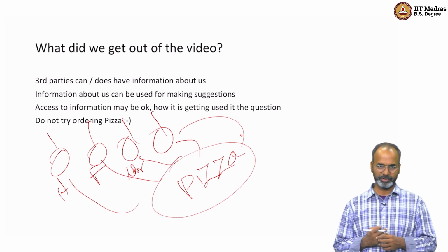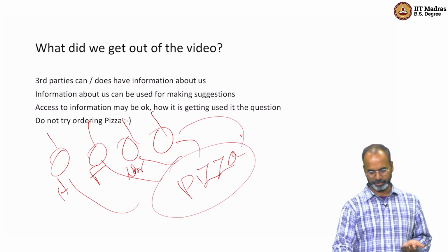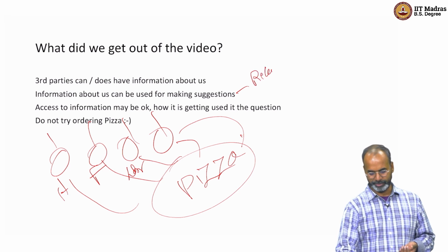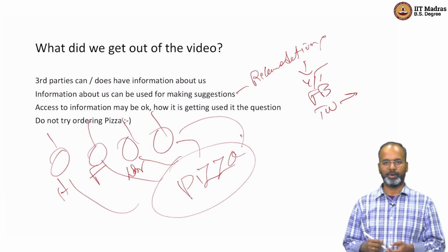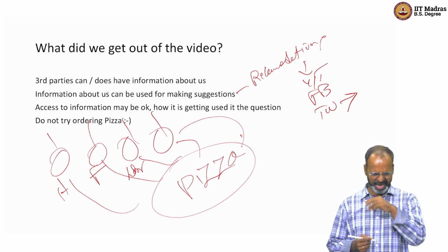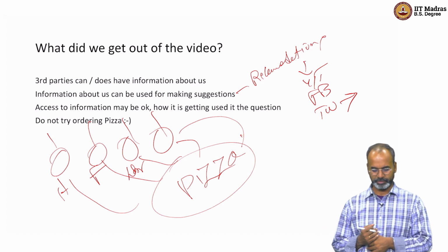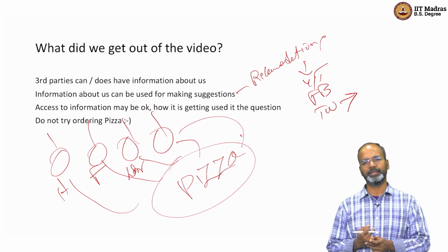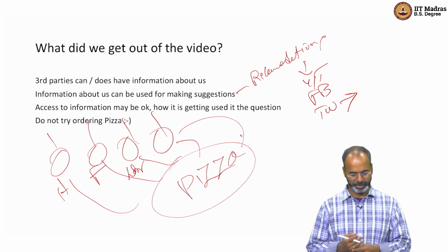It can be used for making suggestions. You read a book, and therefore we can make recommendations. This is probably how you're getting all the recommendations on Netflix, YouTube, Facebook, and Twitter, recommendations of tweets. All of that is coming because they are making use of our behavior on these platforms to make recommendations. Access to information may be okay. How it is getting used is the question. Them knowing what book I took from the library is still okay, but how they are going to use it is the problem that we should be talking about.